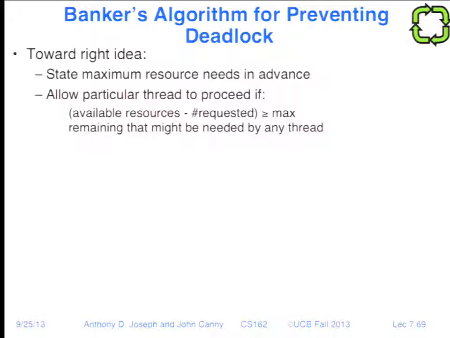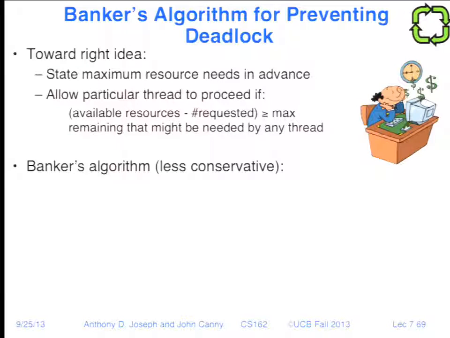by other threads. So in other words, we're talking about a single thread that's trying to proceed. It requests some resources. There's a certain number of available resources. And basically, this test says that after you give those resources to this requesting thread, what's left is at least enough for the largest remaining thread. Okay. All right, so that's a pretty heavy requirement.